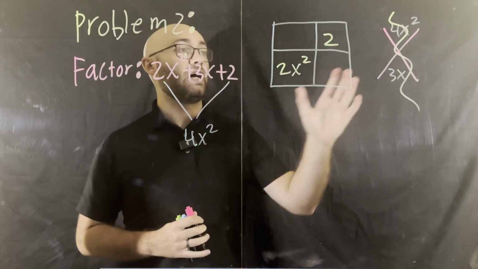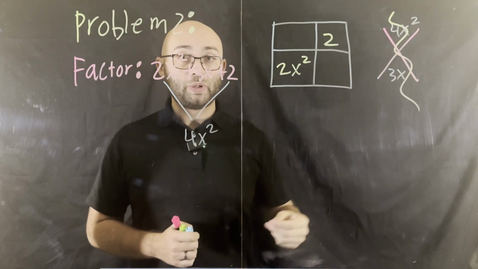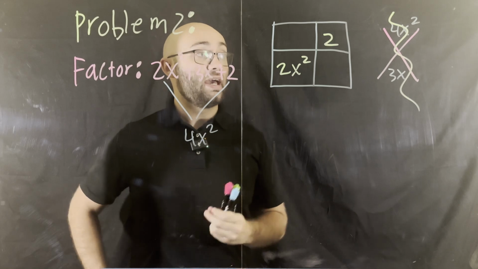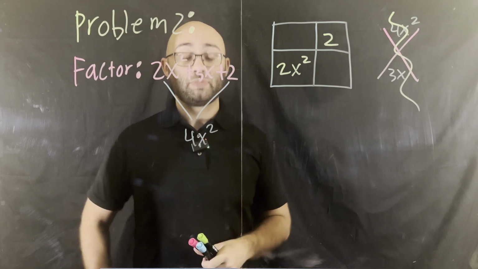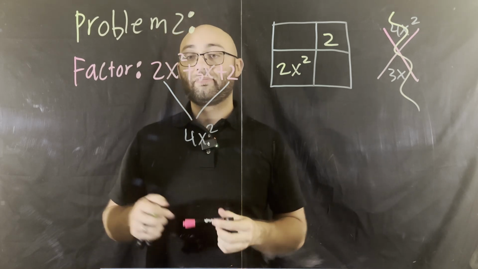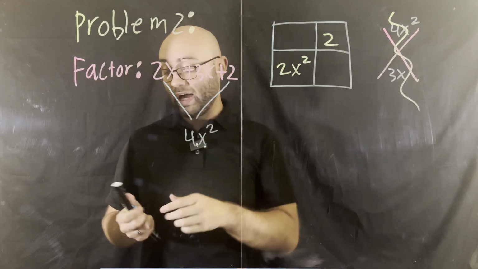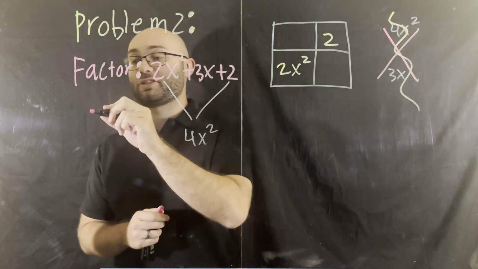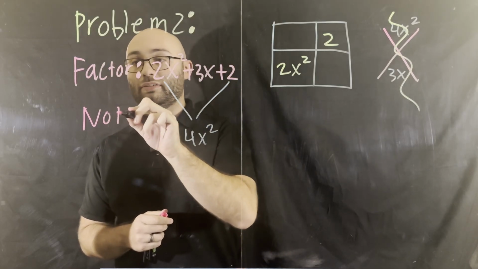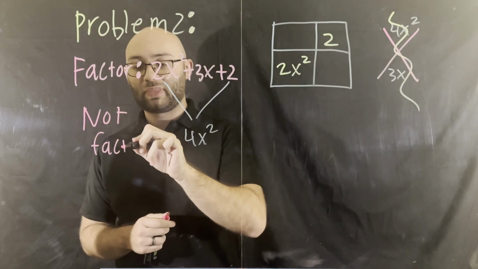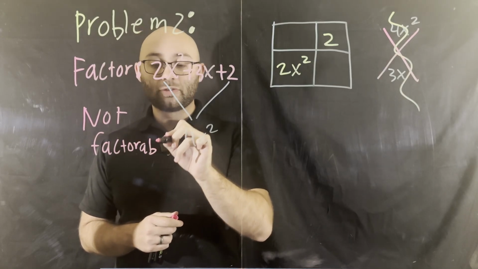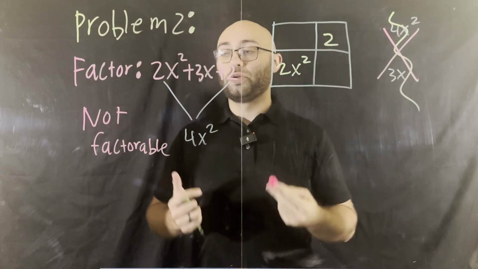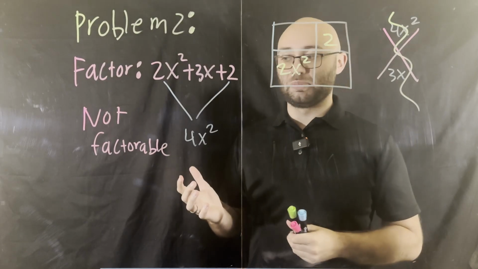So if you get to a diamond problem and you're going through it and you cannot find an answer to your diamond problem, then guess what? If your goal is to only factor, you're done. It is actually not factorable. It's not factorable with whole numbers, with our rational numbers at least.